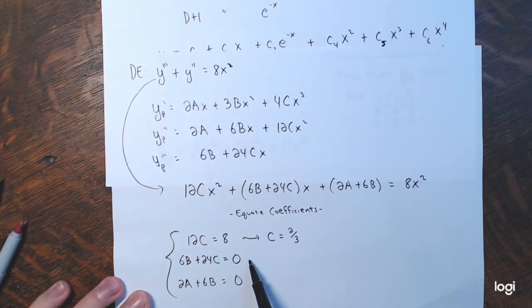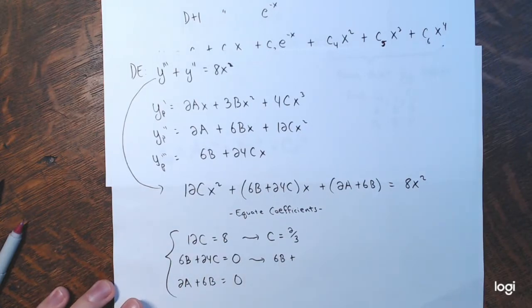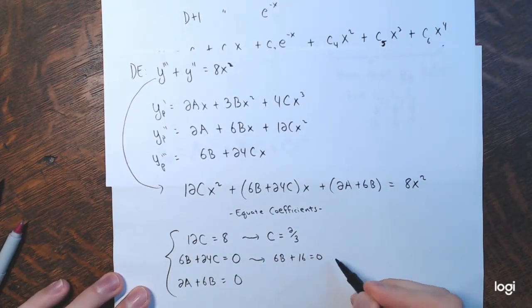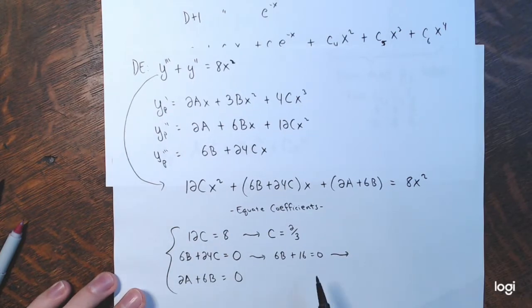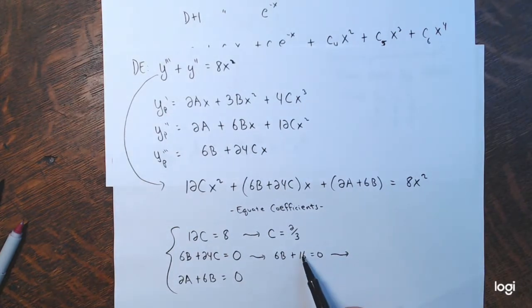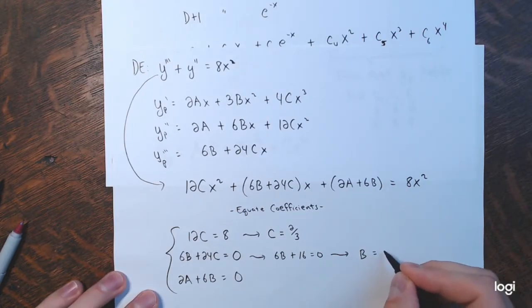And then from this equation, we'd have 6b plus 24 times c. Well, that's 24 times 2/3. And 2/3 of 24 is 16, equals 0. And then from this we get, subtract 16, divided by 6, b would be negative 16/6 or negative 8/3. Right? b equals negative 8/3.